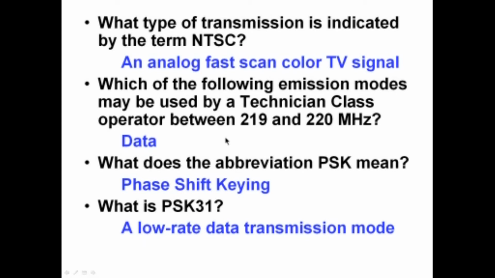Which of the following emission modes may be used by a Technician class operator between 219 and 220? You'll remember on the frequency chart that I gave you, there was a band segment from 219 to 220, and that was the orange one. And then there was a gap up to 222, and then you had all your normal modes above that. But the segment between 219 and 220 is used only for data modes. Only for data modes.